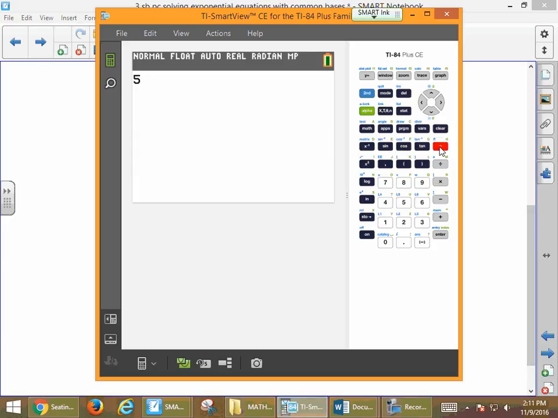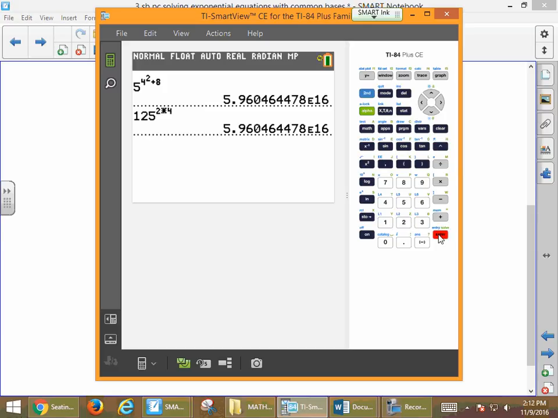to the 4 squared plus 8. That gives us this scientific notation number. And then 125 to the 2 times 4 gives us the same scientific notation number.